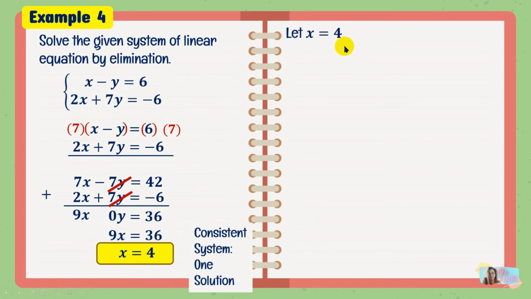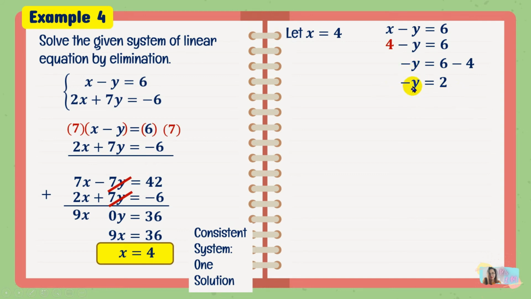So, let's have our first equation. X minus y is equals to 6. Substitute natin si 4 kay x. So, let x is equals to 4. 4 minus y is equals to 6. Additive inverse of 4, that's negative 4. So, meron tayong negative y is equals to 6 minus 4. And 6 minus 4 is 2. So, meron tayong negative y is equals to 2.